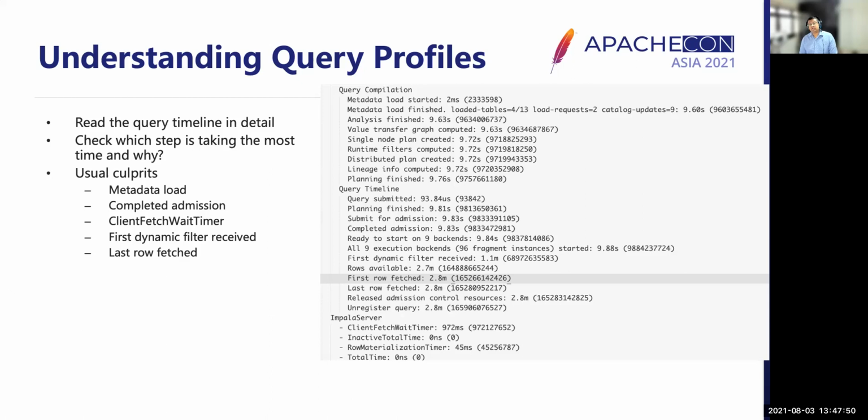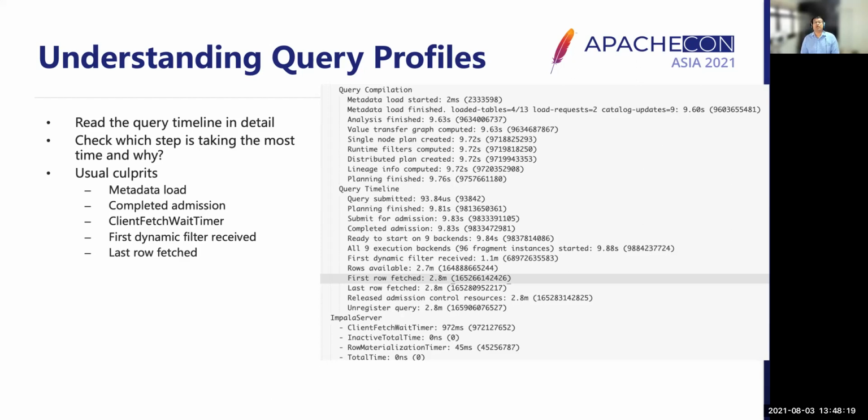It will analyze the query, it will generate a single node plan, which would then be converted to a distributed plan, and then you will see planning has basically completed. When the query starts to run, you will see the query was submitted and at what time it was admitted. If your queues are busy or you don't have enough memory, you will see that the query has started to queue, and the time required for admission will actually go up.